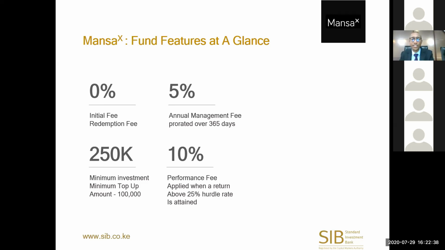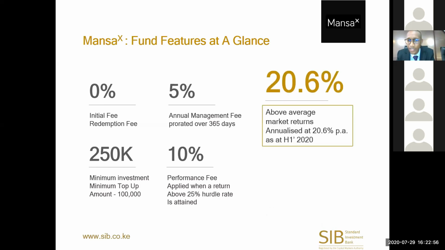The other fee that we charge is a performance fee, which is 10% of the return that we give you above 25% return. So for example, if we return 30% to our investors, then we charge them 10% of that 5%, which is above the 25% return. I'm sure you'll agree that 25% hurdle rate is actually very high compared to what you've seen in terms of investments returning both locally and globally.